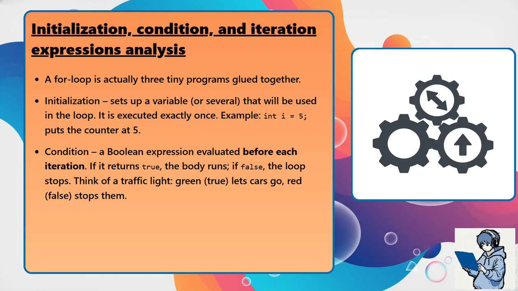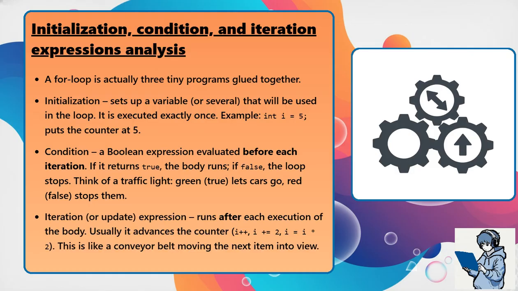Think of a traffic light. Green, true, lets cars go; red, false, stops them. Iteration or update expression runs after each execution of the body. Usually it advances the counter: i += 2, i = i * 2. This is like a conveyor belt moving the next item into view.